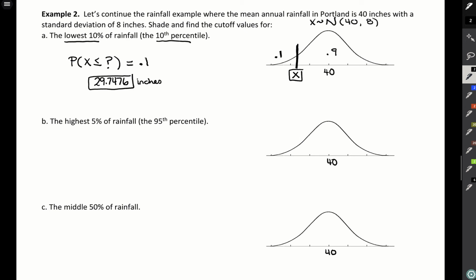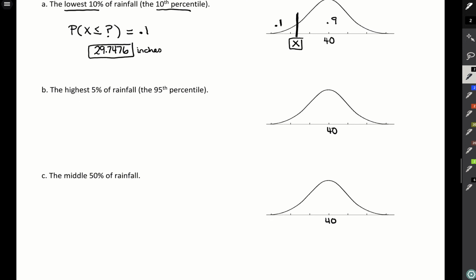For B, we have the highest 5% of rainfall. So now what we're doing here is making this small area at the top. So we're on this highest side, and there would be a 0.05 of these highest values, such that if I was shading this area to the right here, that would be covering 5% of our data. If we have this highest 5%, then equivalently we have this 95% lowest values.